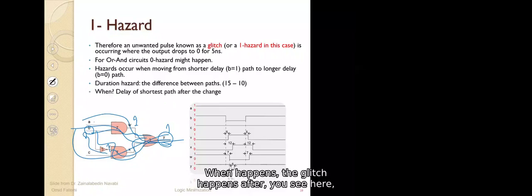The glitch happens after the delay of the shortest path, which is 10. You see, the glitch starts here, which is 10 nanoseconds after B became 0. 10 is the shorter path. So the glitch happens after the shorter path delay following the change. Here B became 0, and 10 nanoseconds later, the glitch started.